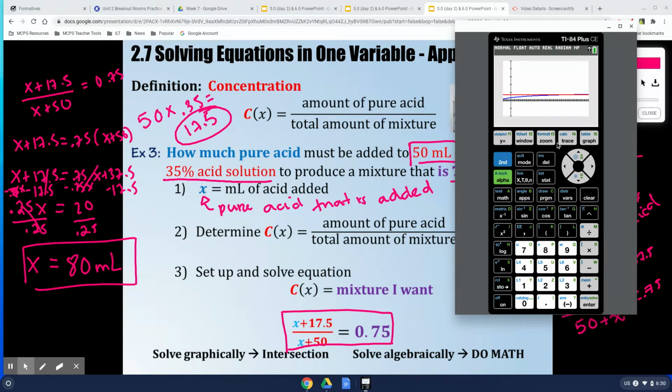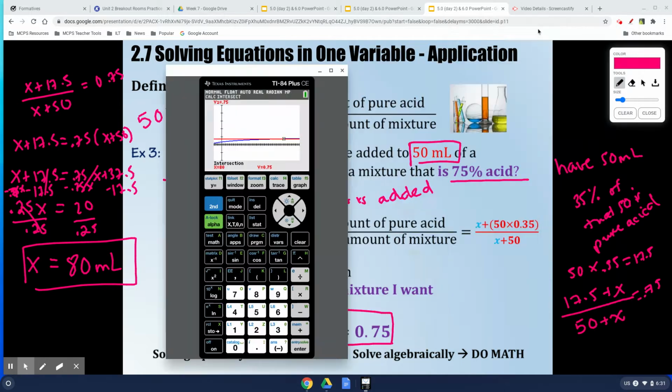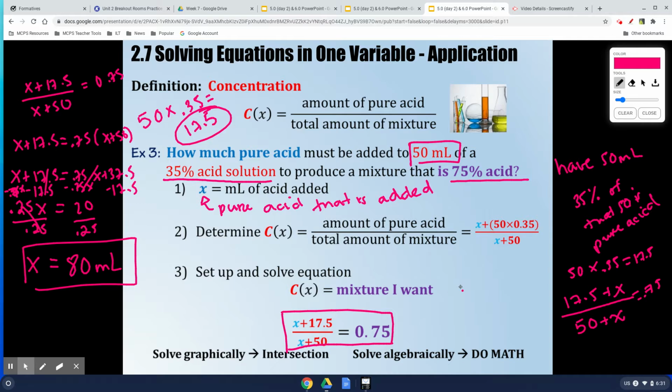Right, so I can do that second trace intersect. Go over to that point of intersection. First curve, second curve, guess. Oh, look, 80. 80 milliliters is going to give us a concentration of 75% pure acid. All right, pretty cool.